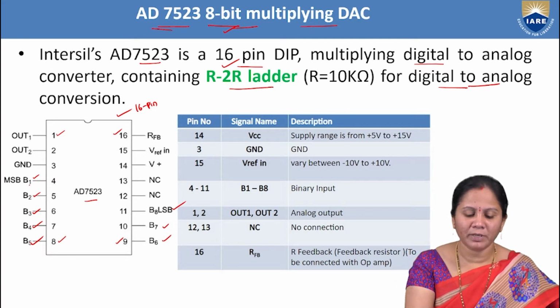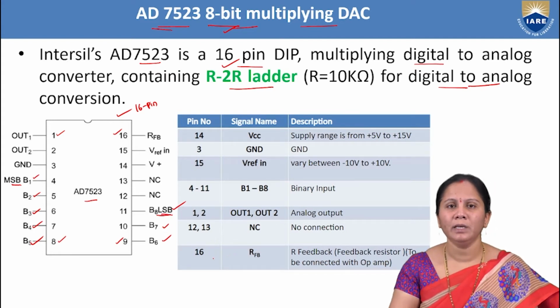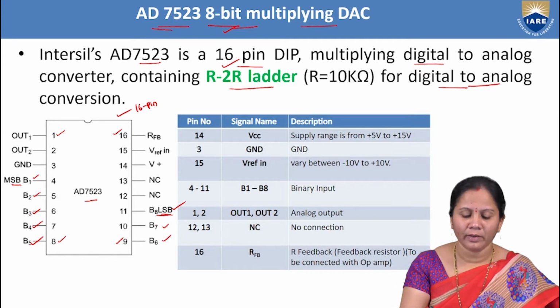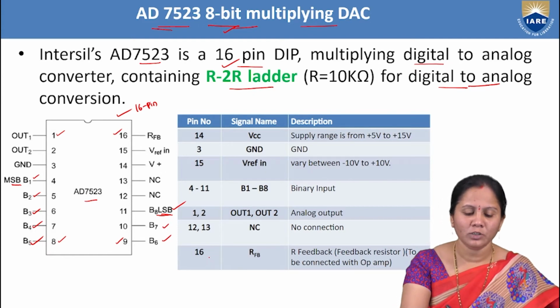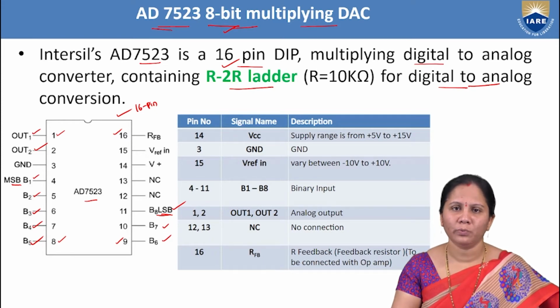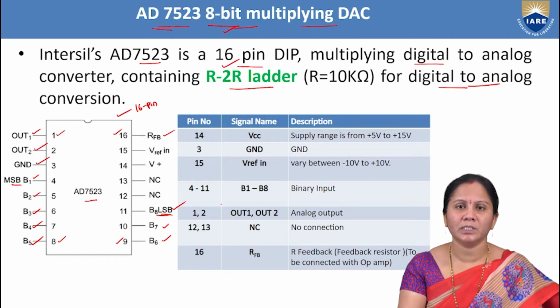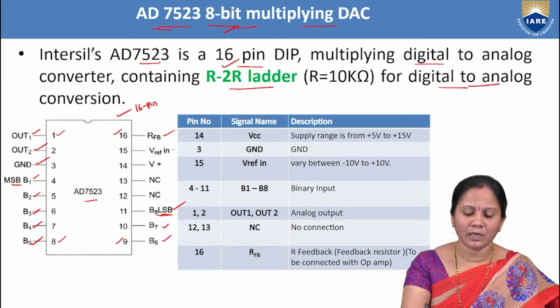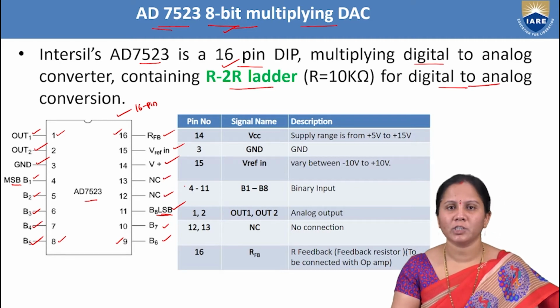So here this B1 will be having the MSB bit and B8 carries the LSB bit. In between there will be the data. So these are the digital inputs, and after converting, in order to collect the analog output, here are the two analog output signals, out 1 and out 2. This is the ground pin and this is RFB, which is a feedback resistor. This is the reference voltage and V plus, the positive power supply. These two NC represent no connection. So this is the pin diagram of AD7523.